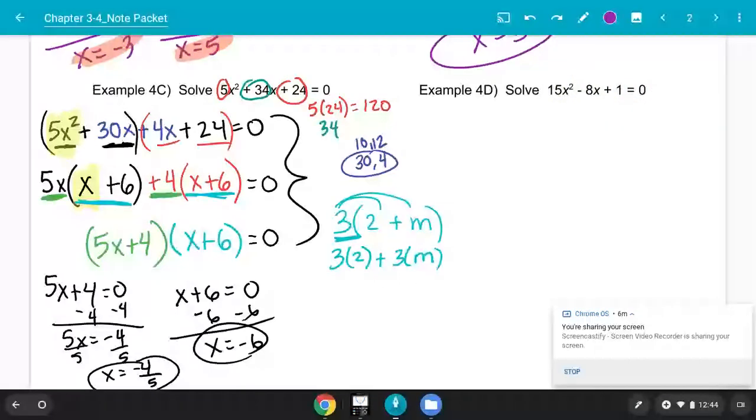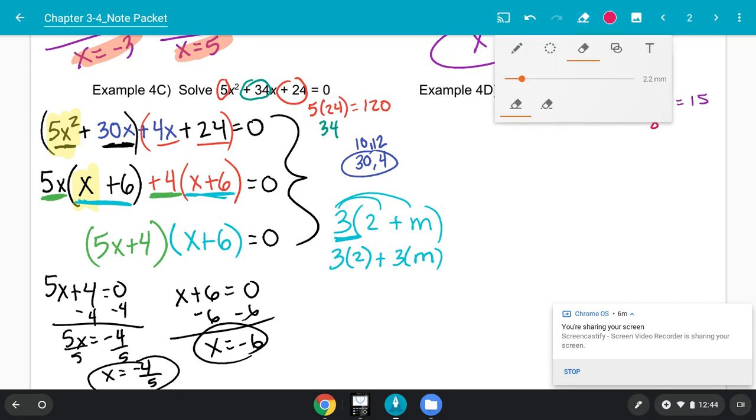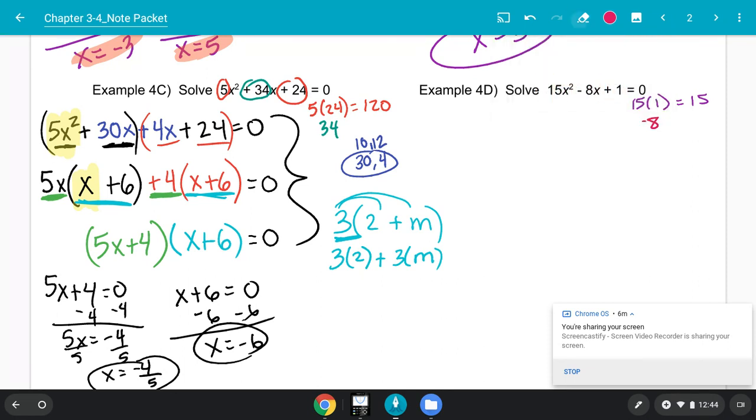Okay, so here's what we would do in this one. We would take 15 times 1, which is 15. And then we would look at this negative 8. So we're looking for numbers that multiply to 15 and add to the middle negative 8. This one's a little bit nicer because it's not quite as huge as 120. So if you think about 15, for example, we have 1 and 15, negative 1 and negative 15, 3 and 5, negative 3 and negative 5. Which of those adds to negative 8? It would be this guy here.